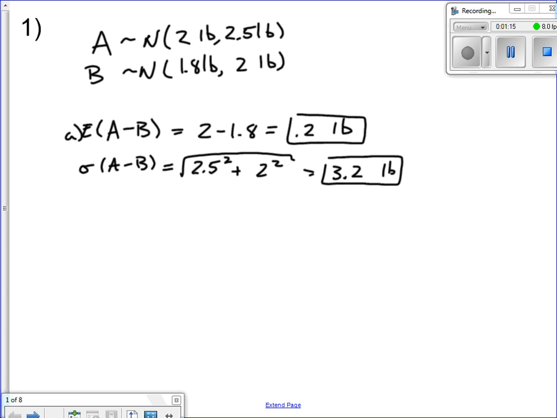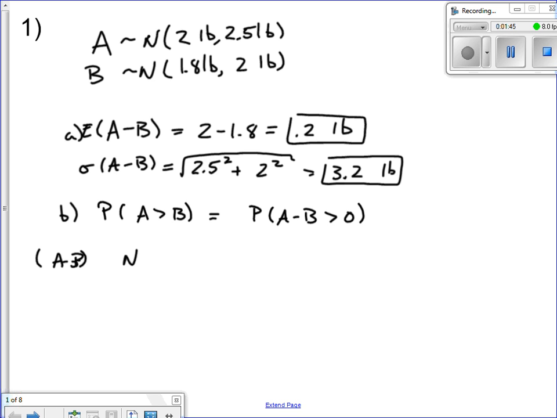So if a normal model can be used, what's the probability the melon you get at the first store is heavier? So in other words, what's the probability that A is bigger than B? Well, we don't have a critical value, so we'll play our quick trick here: A minus B is greater than 0, right? Subtract B from both sides. Well, from here, we know that this is A minus B. We know it's normally distributed, and we just saw the mean was 0.2 and the standard deviation was 3.2.